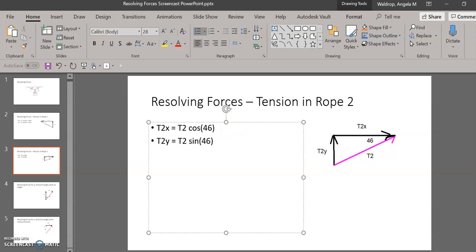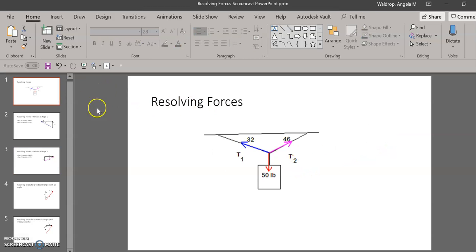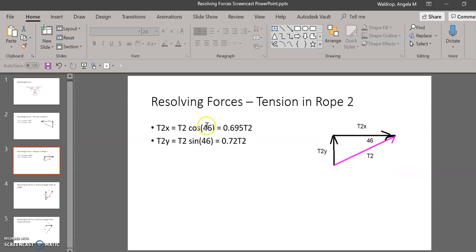Now when I do the math on my calculator, if I type in cosine 46, I end up with 0.6946. I'm going to round that to 3 decimal places since it's sitting right in the middle. So I'm going to say 0.695 T2. And for sine 46, I get 0.719, so we're going to round that to 2 decimal places, 0.72 T2. So now we have all the forces resolved in this triangle. We have T1x, T1y, T2x, and T2y. That will allow us, with these numbers, to go ahead and create our equilibrium equations.